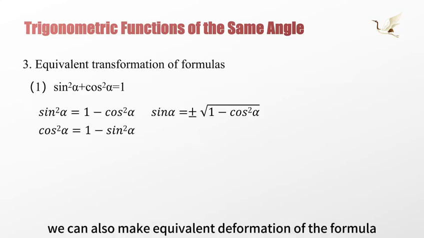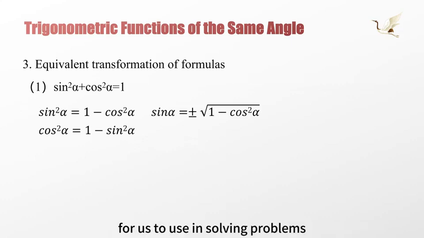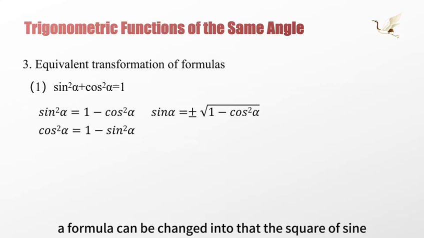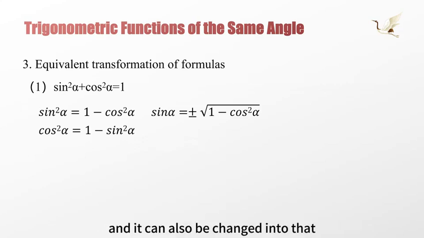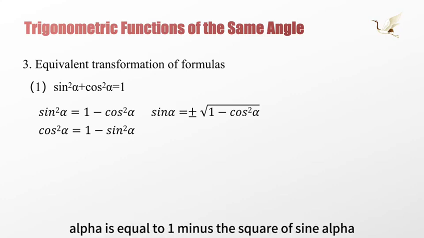Of course, we can also make equivalent deformations of the formula for use in solving problems. The first formula can be changed into: the square of sine alpha is equal to 1 minus the square of cosine alpha. And it can also be changed into: the square of cosine alpha is equal to 1 minus the square of sine alpha.